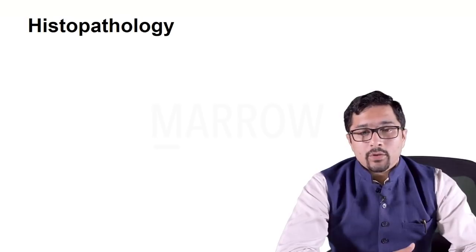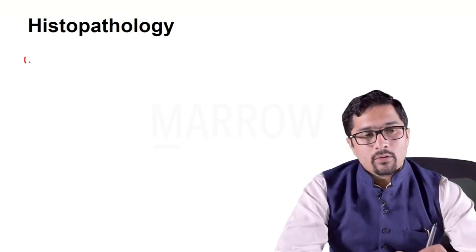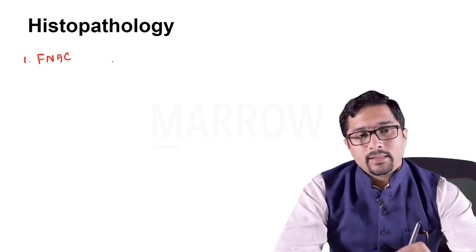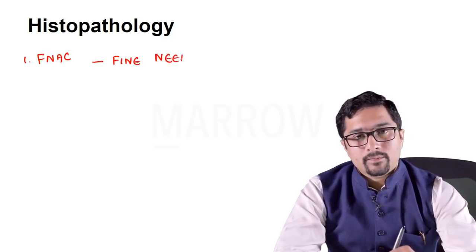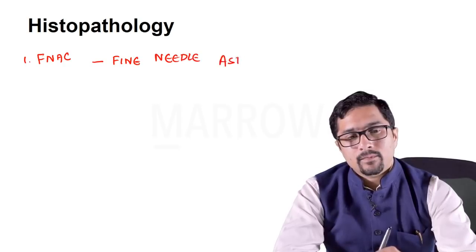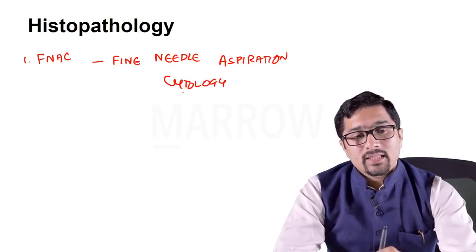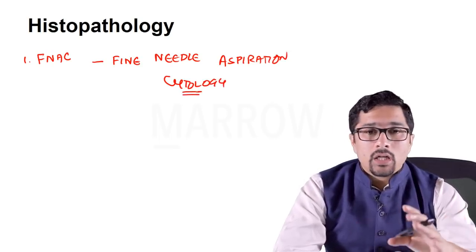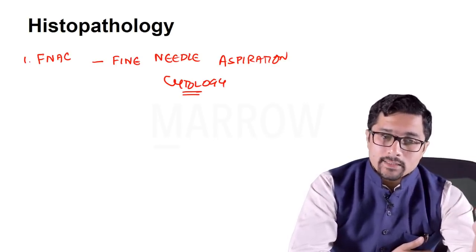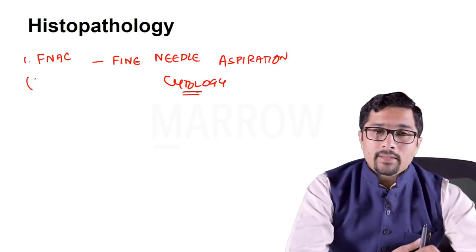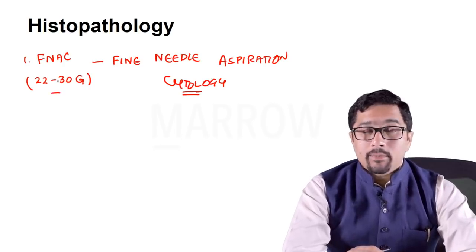So we've spoken about the radiological tests. Now moving on to the histopathological tests. In the histopathological tests, I told you about FNAC. Now FNAC, as you know, is fine needle aspiration cytology. So this is a cytological test. It is not a histopathological test, right? You're not getting tissue, you're only getting cells. In the exam, they've asked that a 22 to 30 gauge needle can be used for FNAC.